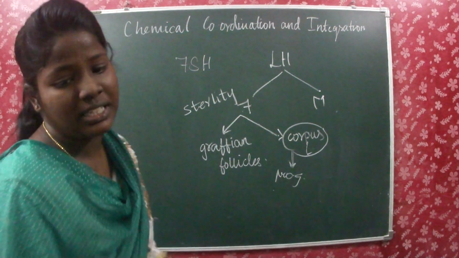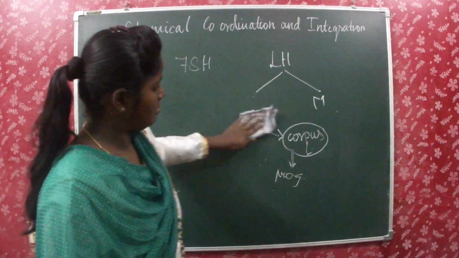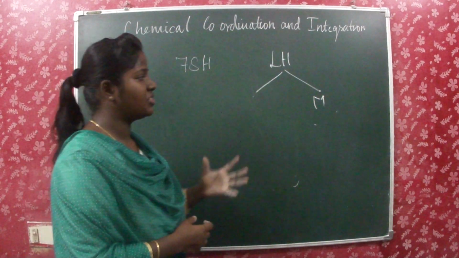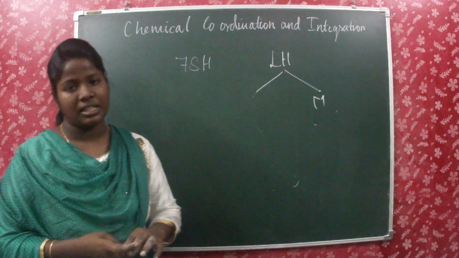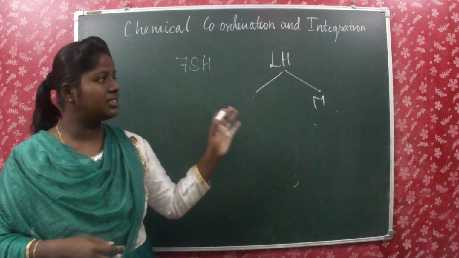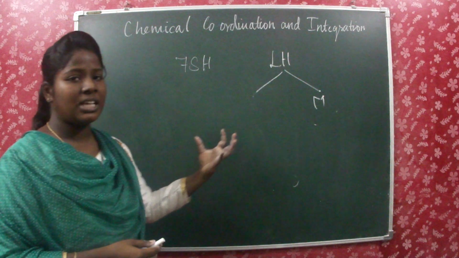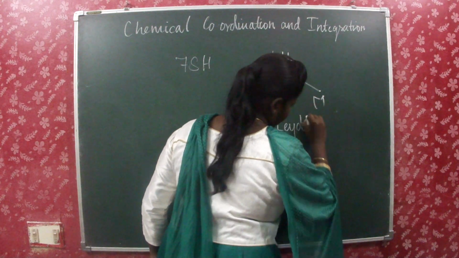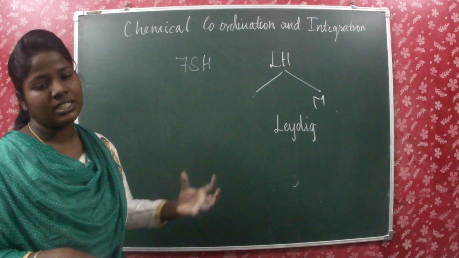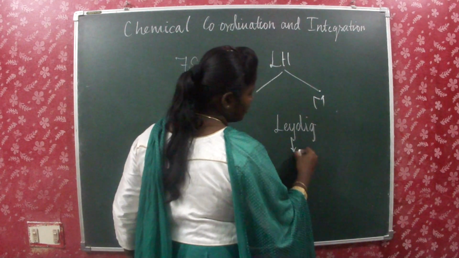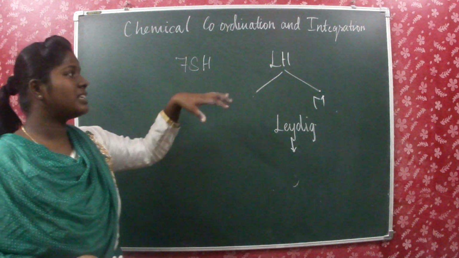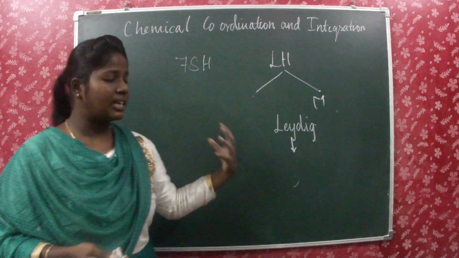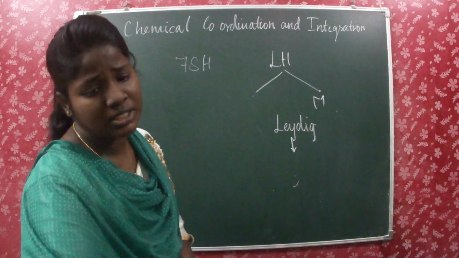So the next is for males. In males we call it interstitial cell stimulating hormone. It stimulates the Leydig cells to secrete the androgen hormones, whereas in females it stimulates the secretion of progesterone. So this is for males.